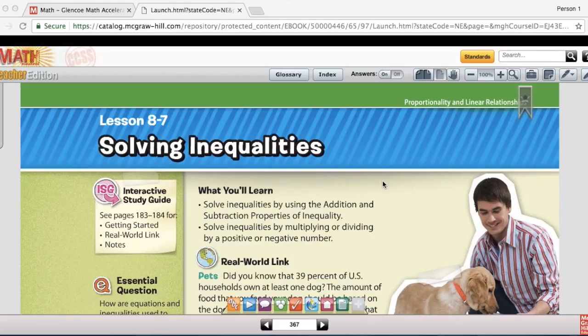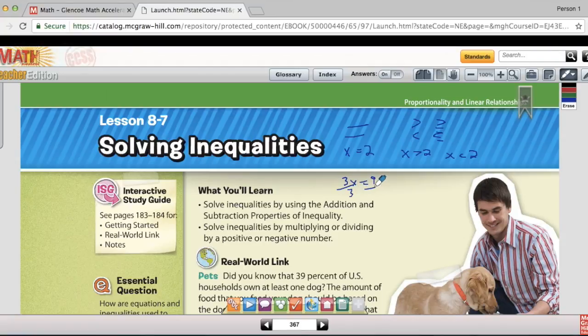8-7 is on solving inequalities, and as I mentioned in the last portion of the video, we have equations with equal signs, and that gives us answers like x equals 2. And when we have inequality signs, we have answers like x is greater than 2 or x is less than 2. When we solve equations, we do the opposite operation or the inverse operation, so we can isolate the variable. So we have 3x equals 9. Divide by 3, divide by 3, x is equal to 3.